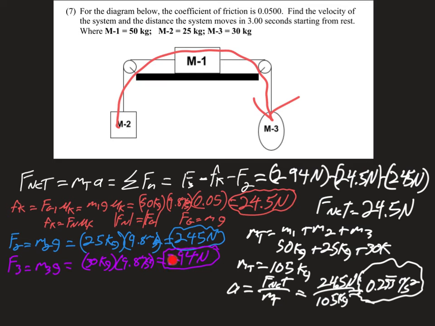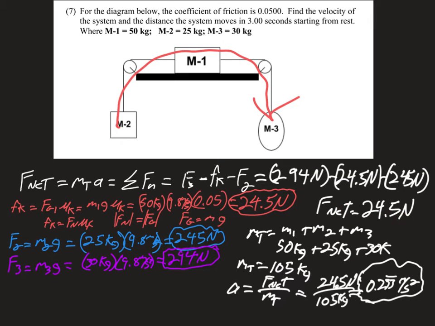Notice F3 is the largest. That's why we take it and subtract the other two from it. And so what we're going to do is we plug all of those into that net force formula. F3 minus friction minus F2. You get a net force of 24.5 newtons.